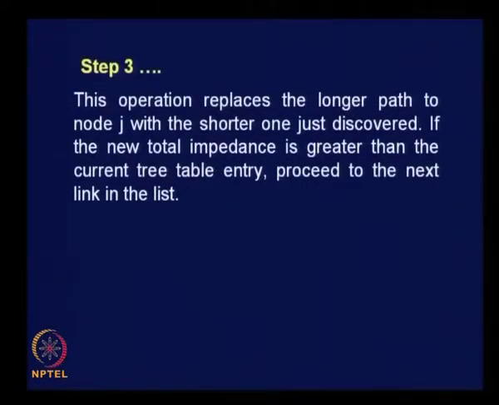Then go to step 3. This operation replaces the longer path to node j with the shorter one just discovered. Of course, this is not there in the first step itself because we have not come to that stage. If the new total impedance is greater than the current tree table entry, proceed to the next link in the list.